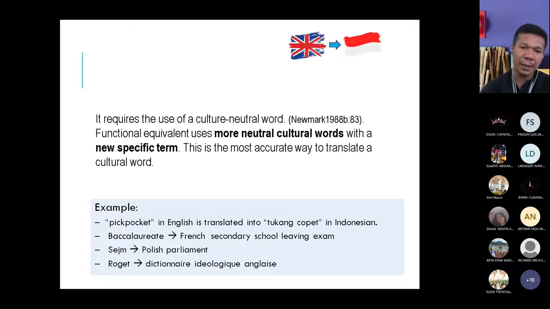Baccalauréat means sarjana muda also. This is the academics or the profession. Same for police, parliament, project, dictionary, ideology in English. This is a new specific term.